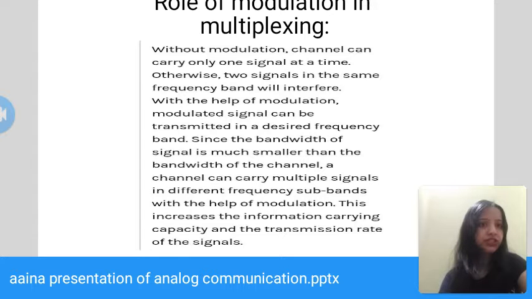Without modulation, a channel can carry only one signal at a time. Otherwise, two signals in the same frequency band will interfere. With the help of modulation, a modulated signal can be transmitted in a desired frequency band. Since the bandwidth of a signal is much smaller, the channel can carry multiple signals in different frequency subbands with the help of modulation. This increases the information carrying capacity and the transmission rate of the signals.